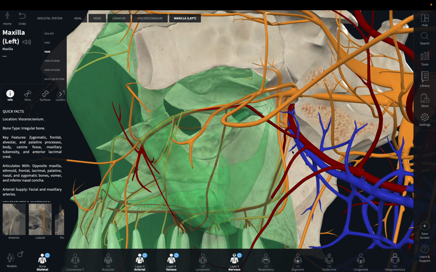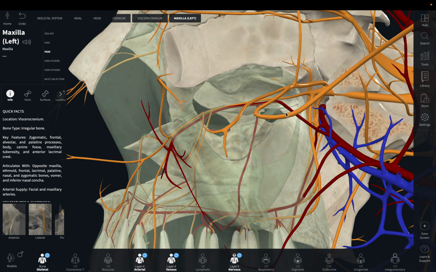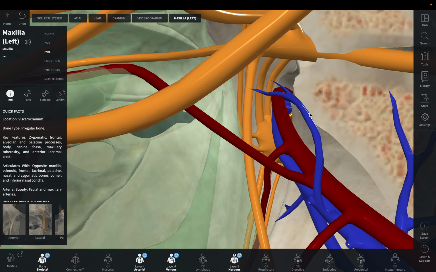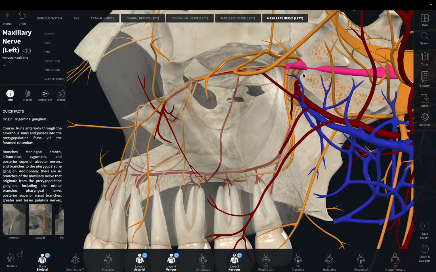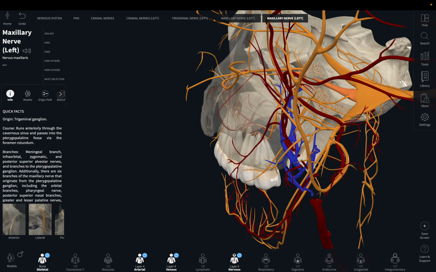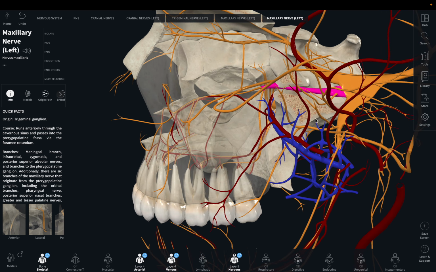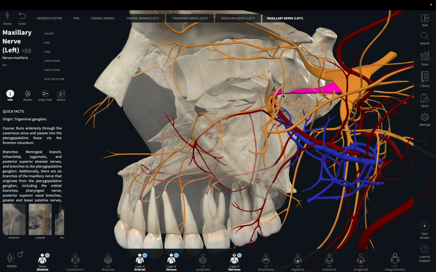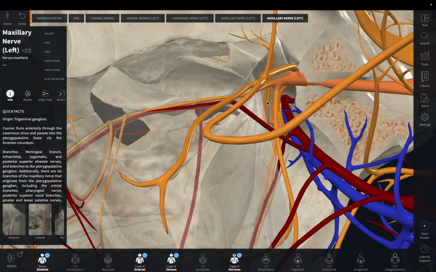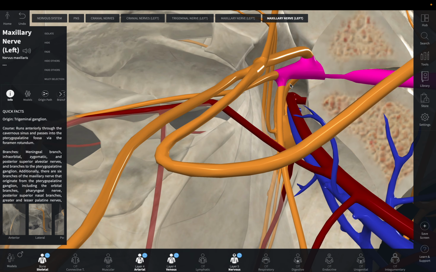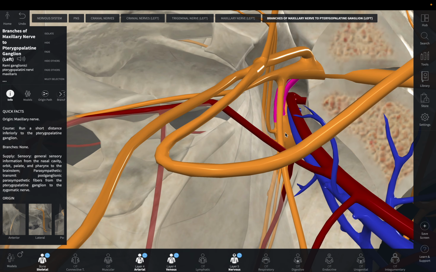The pterygopalatine ganglion receives input technically from three nervous structures. The first of these is the maxillary nerve. The maxillary nerve, which is the second branch of the trigeminal nerve, exits the skull through foramen rotundum, which is just here, and has a few branches. It sends branches to the pterygopalatine ganglion. These are completely sensory and they do not actually synapse on the ganglion, they just pass through it.